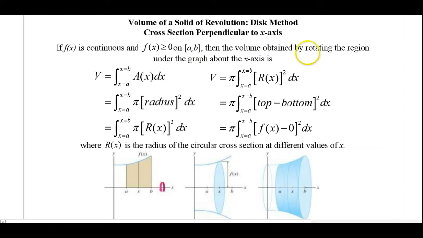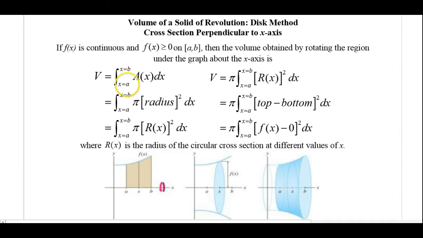Then the volume obtained by rotating the region under the graph about the x-axis, so instead of using the word around, we use the word about, is the following. We aren't doing anything different than volumes with known cross-sections. So I'm going to go over how we're getting this formula that we're going to be using. We should already know this formula here. This is the formula for volume of a known cross-section.